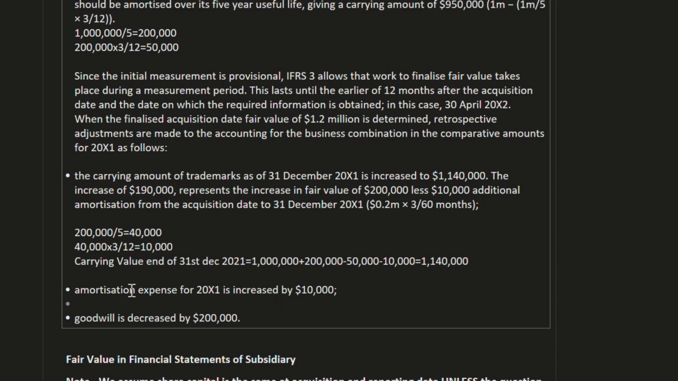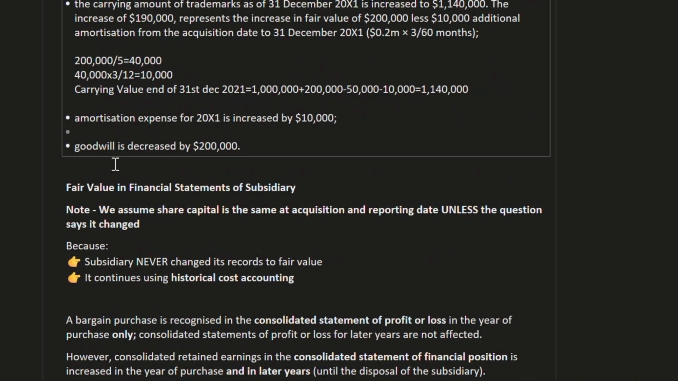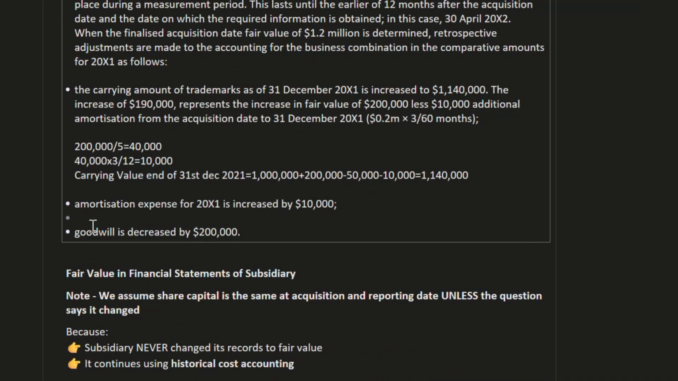Yeah, so everything is the same. One important point: goodwill is decreased by 200,000. This is very important for a pre-populated sheet. Once the value of this trademark increases, it means that, let's see how we calculate the goodwill.